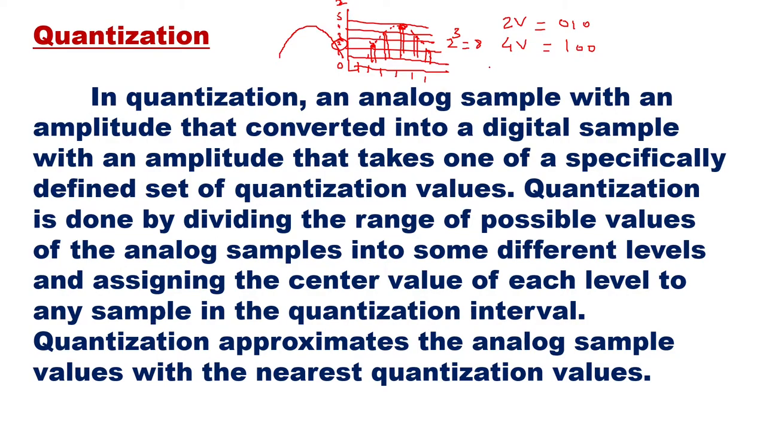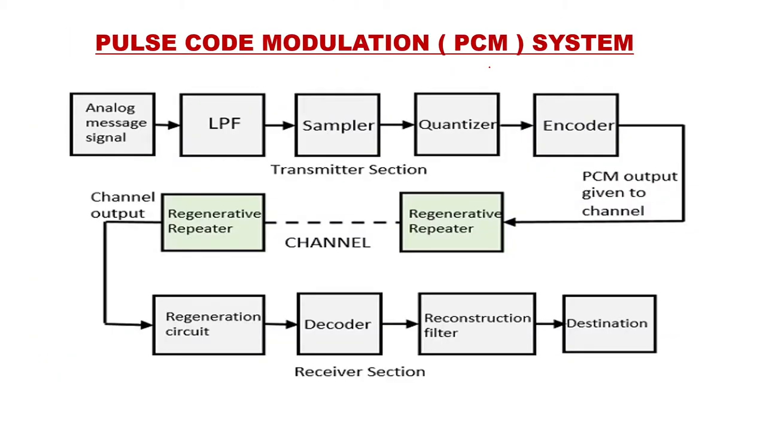In this way, every sample you can round off to the level's center value, the fixed specific level center value, and that value can be converted into binary numbers, and that is how we do the coding of the samples. Then we'll go to see what is the pulse code modulation system, because now we know how we convert an analog signal into a digital coding.